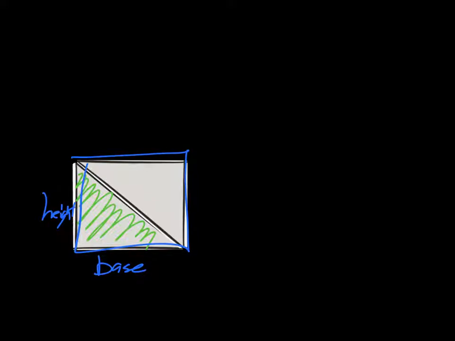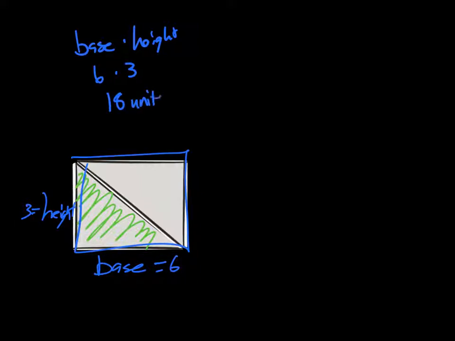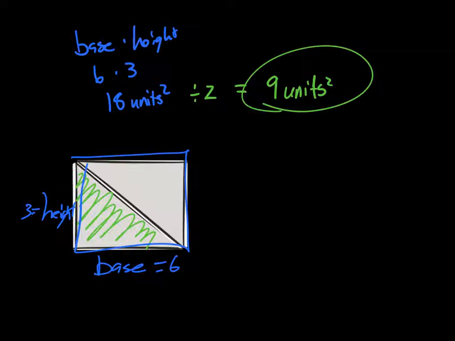So what we can do is we can say that if, say, the base is 6 and the height is 3, we can do our base times height, which we know will be 6 times 3, which is 18 units squared. But we're only looking for that green triangle, which is one of the two pieces. So what we're going to do is we're going to divide it by 2, and we'll see that 9 square units is the area of one of the triangles.